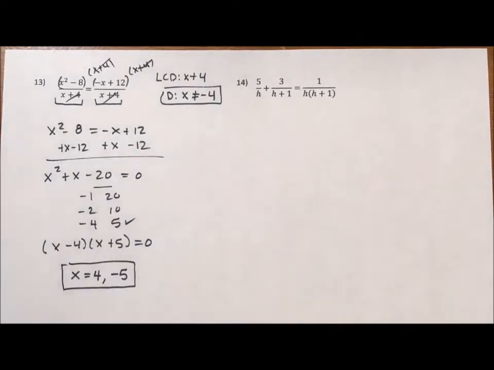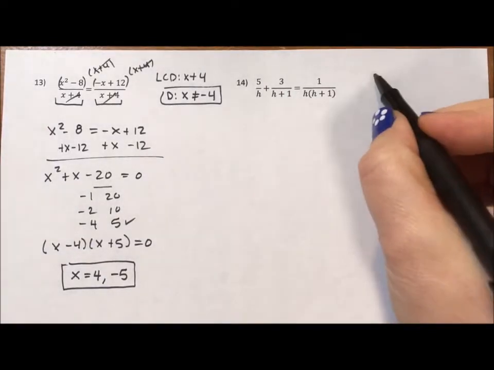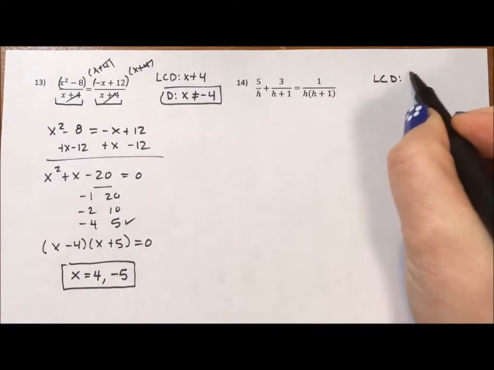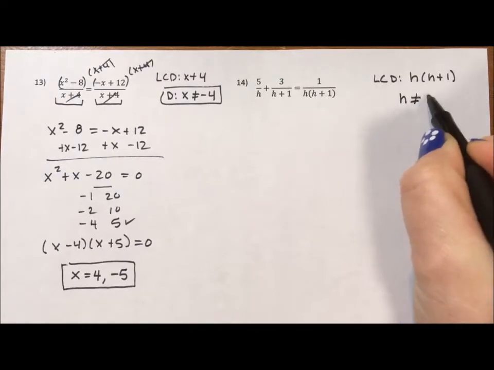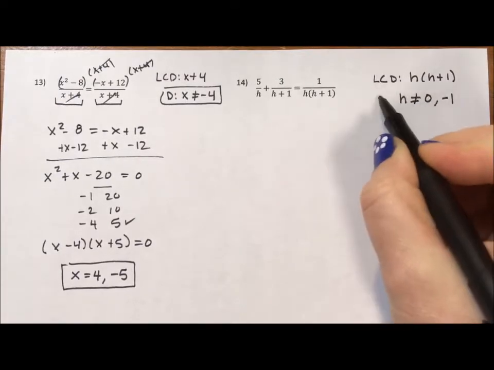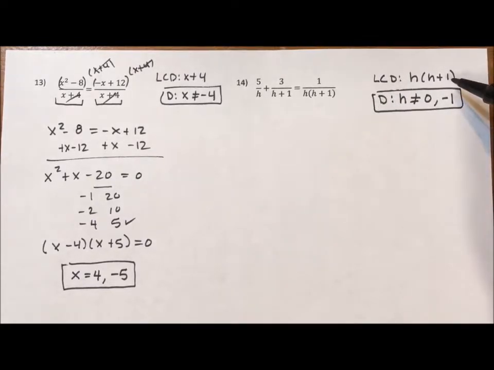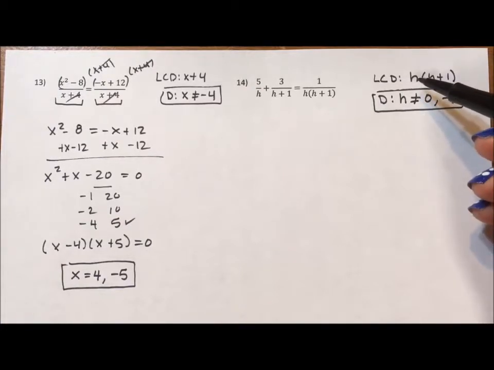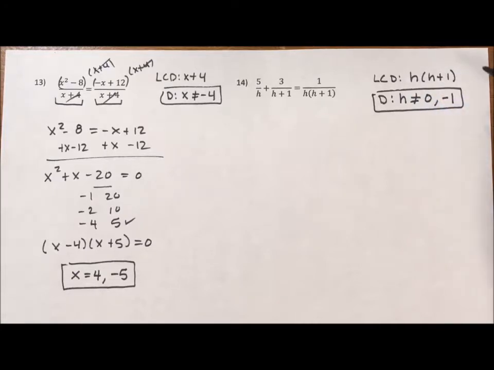For our next problem, it's factored for us. This is beautiful. Our least common denominator is going to be h times h plus 1. That tells us that we cannot accept the answer of 0 or negative 1 as our domain. What often happens is you're really good at picking out the negative 1 as being a restricted number, but we often miss the 0. So we've got to pick up both pieces.